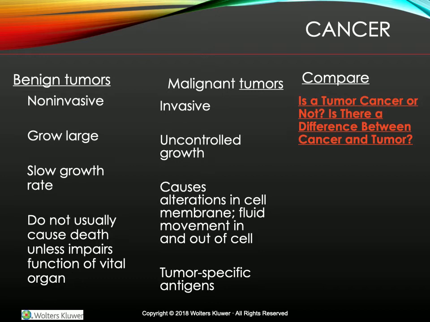Now, a malignant tumor is very invasive. It has uncontrolled growth. Remember, those are those undifferentiated cells, and so they're not regulated, so they just grow all the time, and they can alter the cell membrane as well as fluid in and out of the cell. And these type of tumors also have tumor-specific antigens that they excrete, and you can find these in certain blood samples that you're doing to diagnose cancer, like a PSA or your BRCA genes.